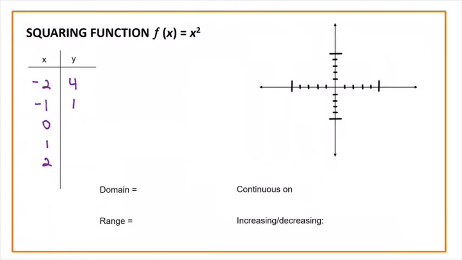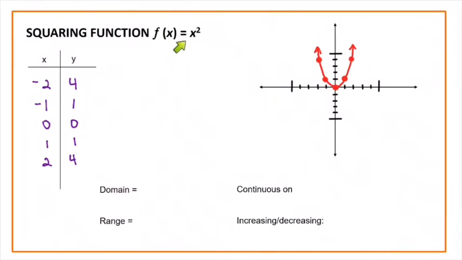0 squared is 0, 1 squared is 1, and 2 squared is 4. So when we graph those points, we get (-2, 4), (-1, 1), (0, 0), (1, 1), and (2, 4). So you can see it forms what we call a parabola.